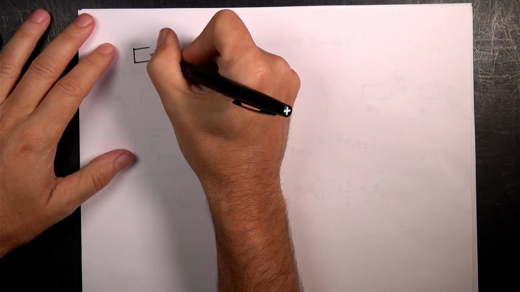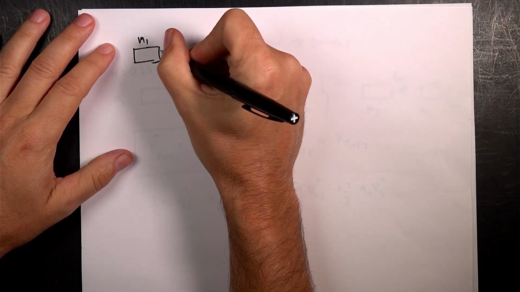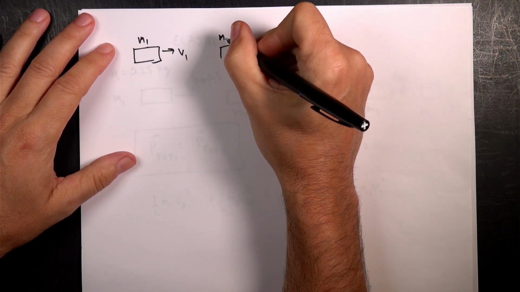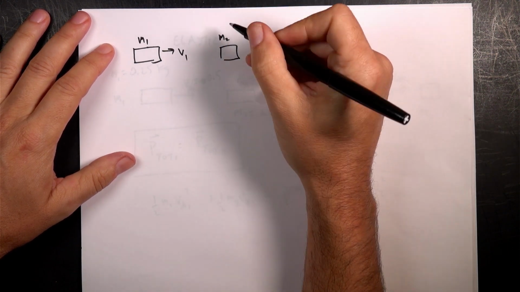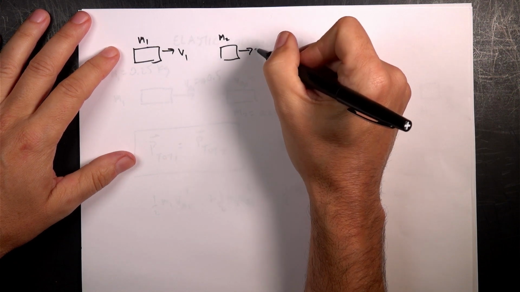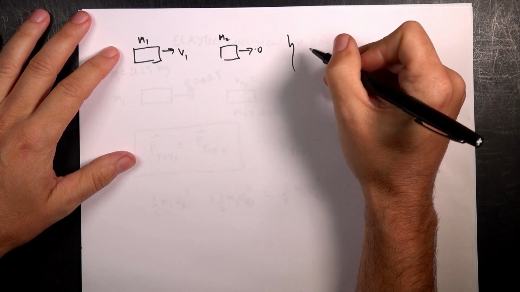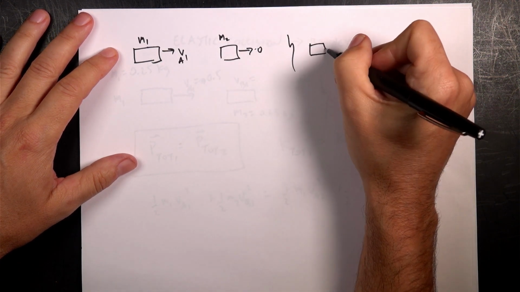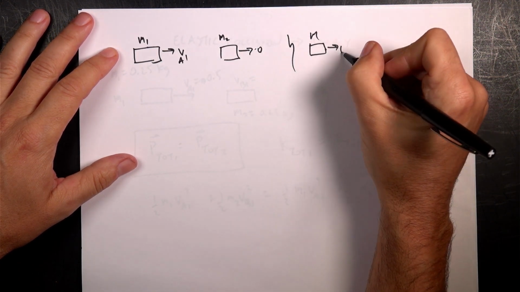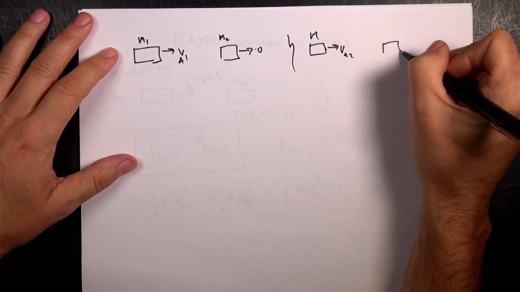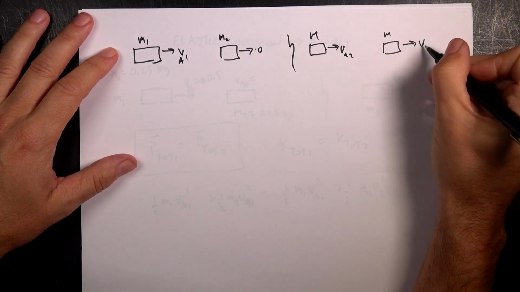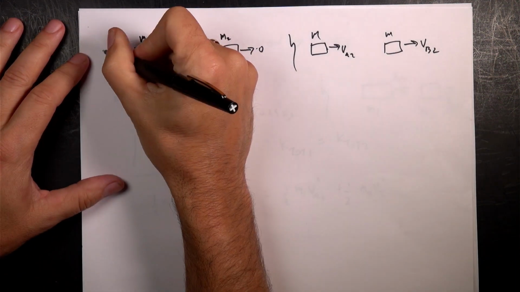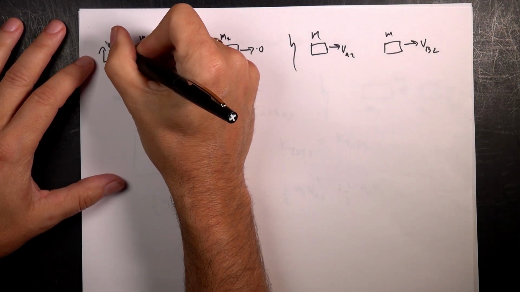So here I have M1 V1, and this is M2, which is the same thing. We can just both call those M, and this is 0. Then after the collision, they both have mass M, and that's VA2, and this one is M VB2. So let's set up the conservation of momentum equation in the x direction, because they're only moving in the x.